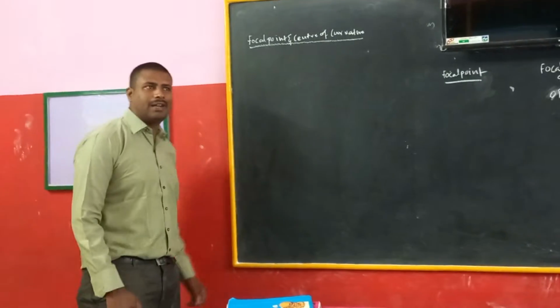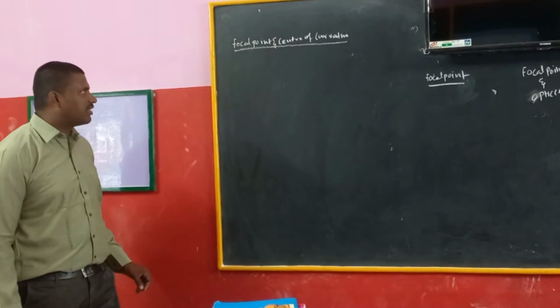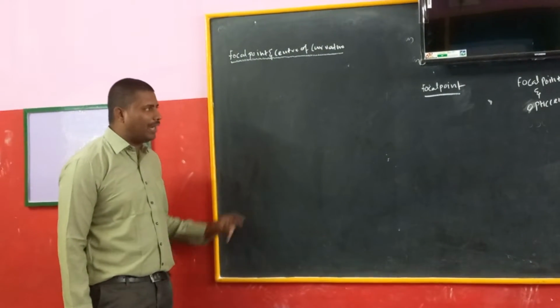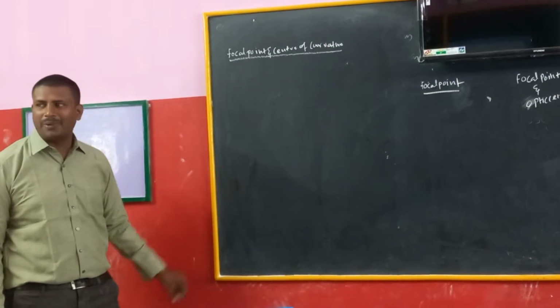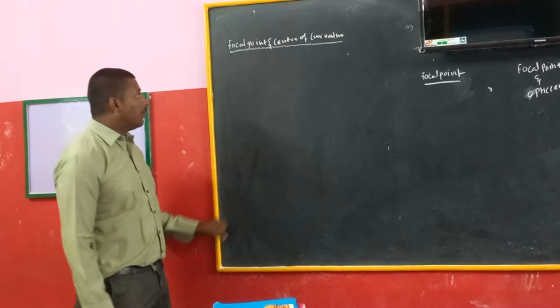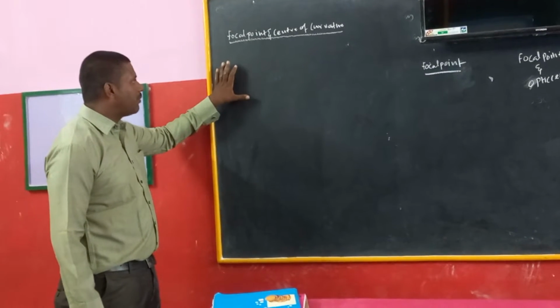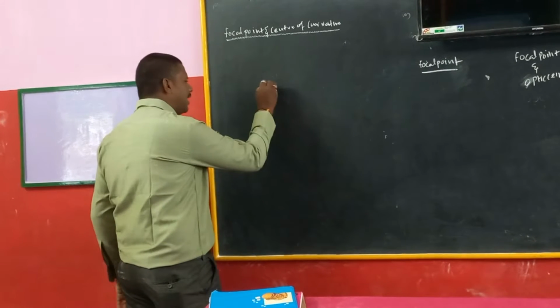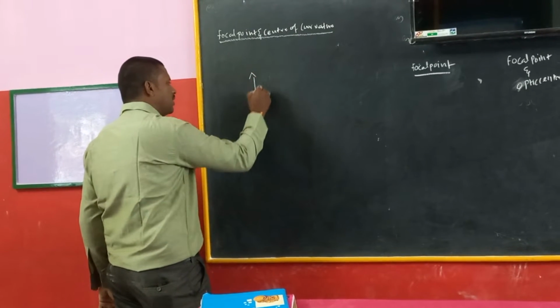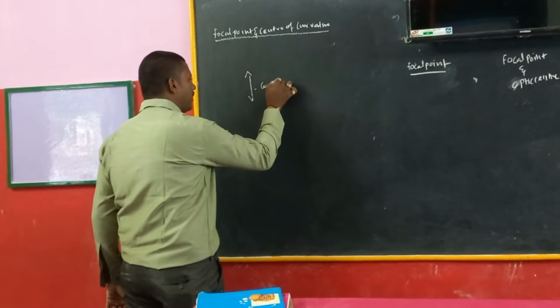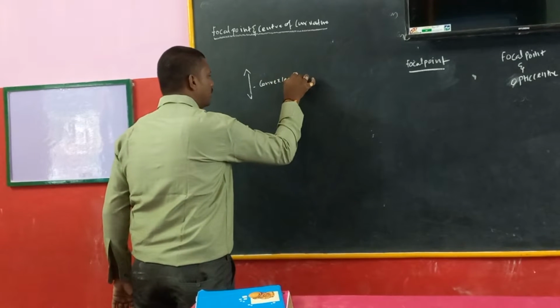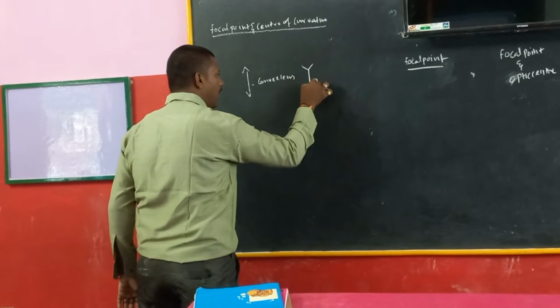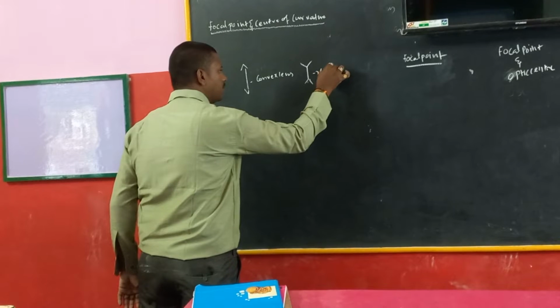As a part of drawing ray diagrams, in this class we are going to draw ray diagrams for various positions. First of all, we are going to draw the ray diagram if the object is placed between focal point and center of curvature. I already told you in the previous classes, this is the symbol of convex lens. This is the symbol of concave lens.